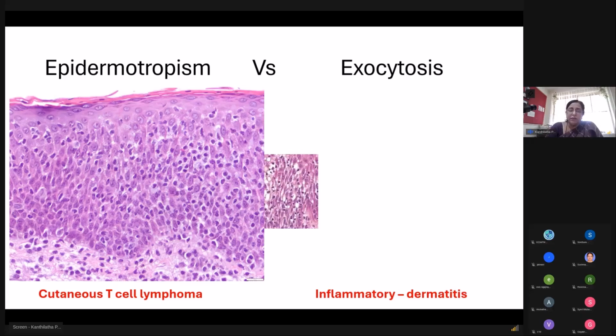In cutaneous T-cell lymphoma, the epidermotropism is out of proportion to the little edema that may be seen, whereas in inflammatory conditions you see marked intercellular edema and a few lymphocytes. In epidermotropism, you see a halo or clear zone around the lymphocytes.